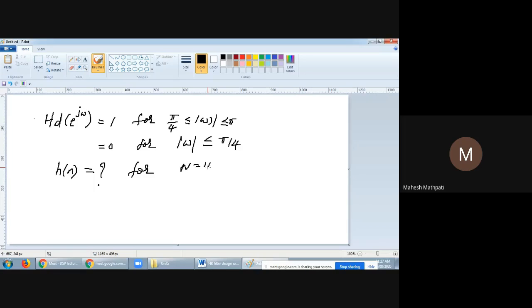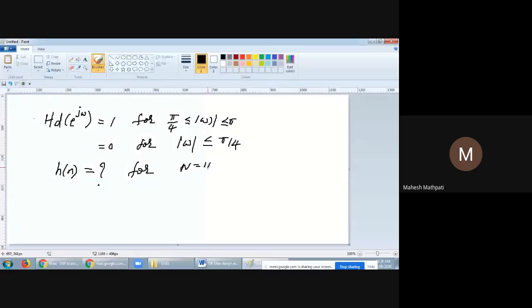Have you noted the question? Yes, sir. Can you read it once? Let me make sure that you have written it correctly. Anybody? Design an ideal high-pass filter with a frequency response HD of e power j omega is equal to 1 for pi by 4 less than or equal to magnitude omega less than or equal to pi, and 0 for magnitude omega less than or equal to pi by 4. Find the values of h of n for n equal to 11. Find h of z. Plot the magnitude response.